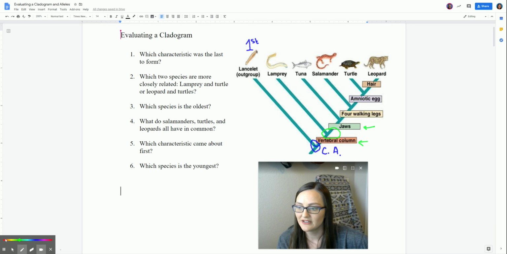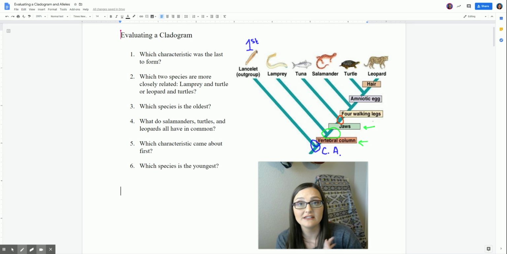All right, so let's keep going. There's another common ancestor listed here, right? Once again, that would be an ancestor we have in common. So that could be like a great, great, great, great, great, great grandmother for all of these organisms. And from this point forward, the tuna has diverged from the route that the salamander, turtle, and leopard will continue to take. All right, so what developed after that common ancestor? What is something that the rest of the organisms have that that common ancestor did not have? And that would be four walking legs.